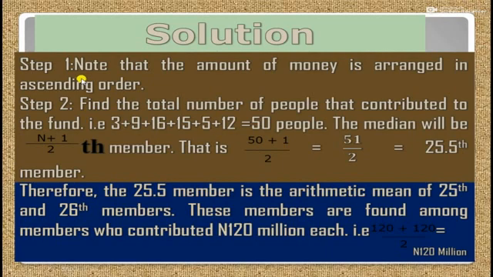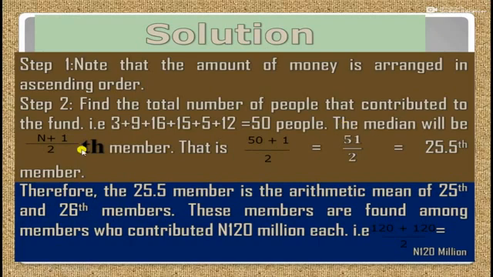Solution. Note that the amount of money is already arranged in ascending order. That is step 1. Then step 2, find the total number of people that contributed to the fund. That is, you add the number of people that contributed the money. We have 3 plus 9 plus 6 plus 15 plus 5 and 12. And that will give us 50. It implies that 50 people contributed to the COVID-19 pandemic fund.